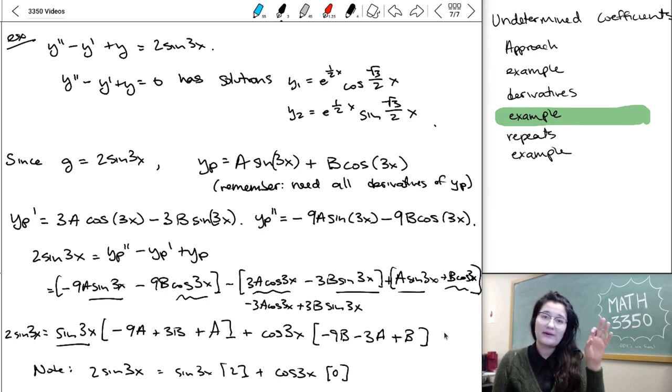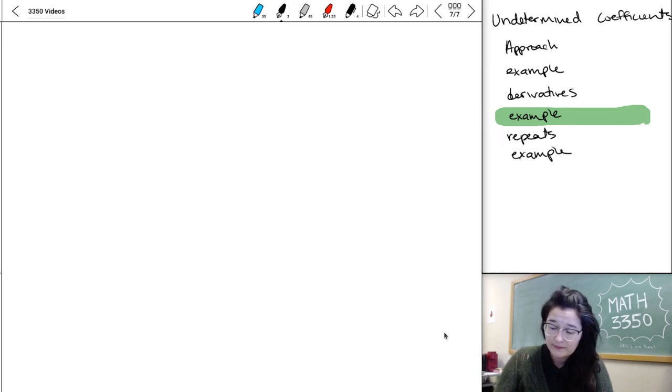Anything that doesn't show up on the left becomes a 0 equal to whatever multiplies that function on the right. So I'll need to move to the next page to write the resulting equations. Pause if you're still working.